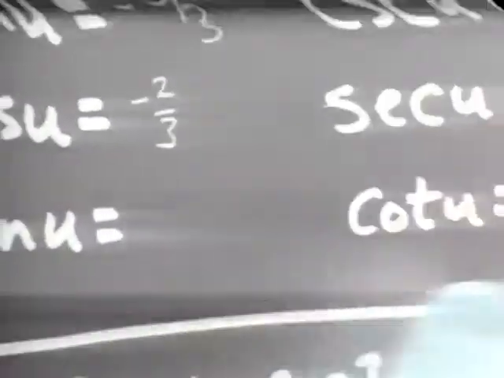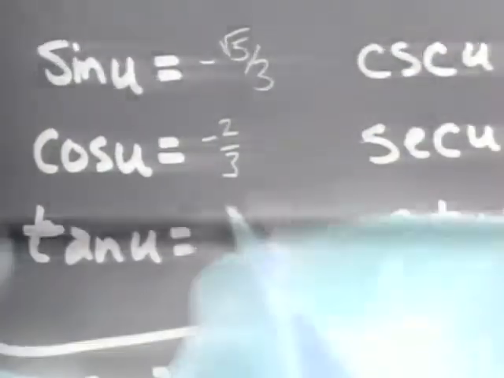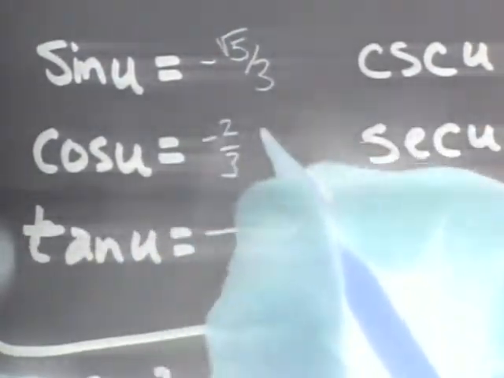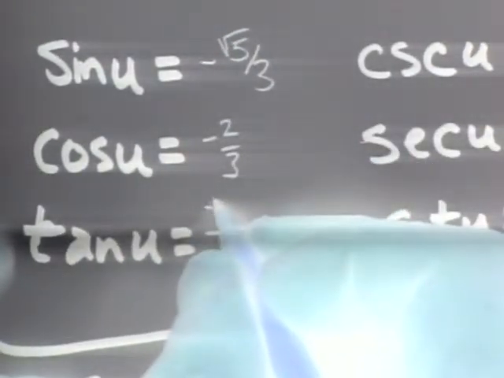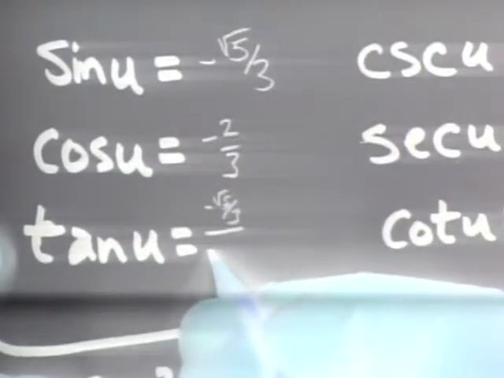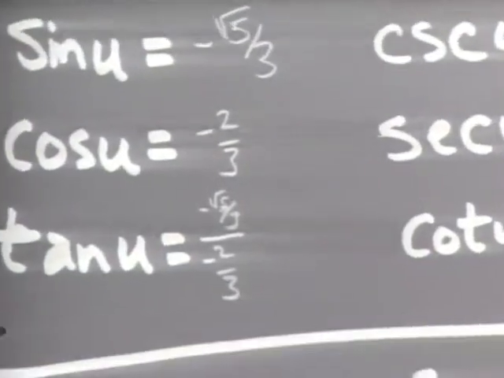Going back to this, tangent's not hard to do. You see tangent is mentioned up in this first section of the reciprocal identities, but we want to use what are called the quotient identities. Tangent is sine over cosine. If you have both of those, tangent's pretty easy, and we have both of them. So tangent is whatever you got for sine divided by whatever you have for cosine. So it's negative square root of 5 over 3 divided by -2 over 3.